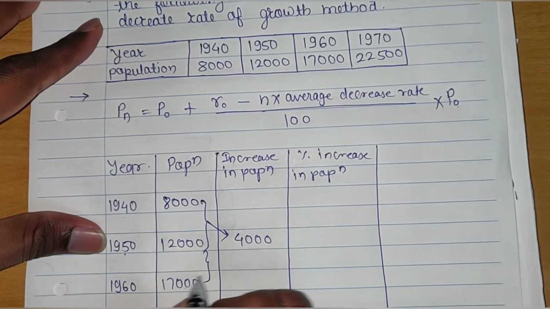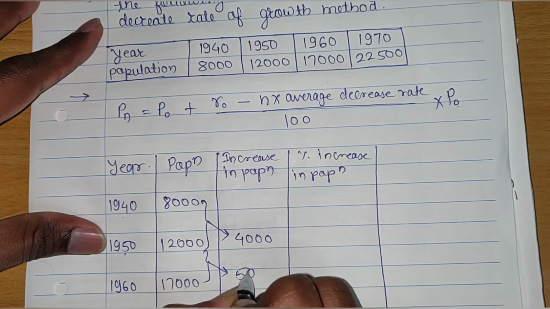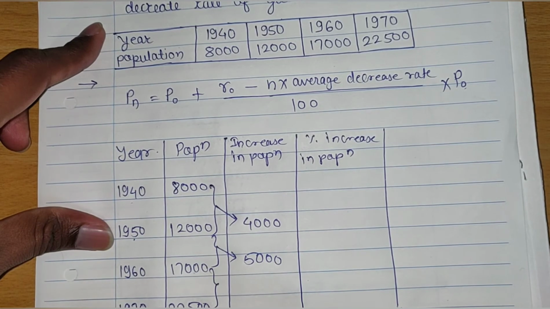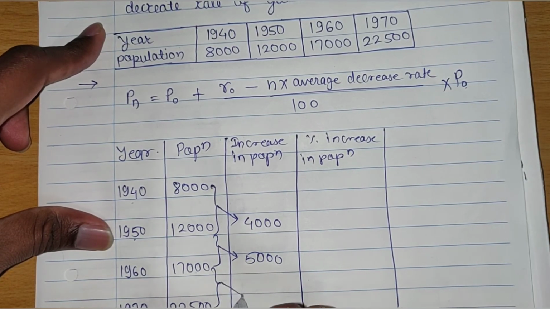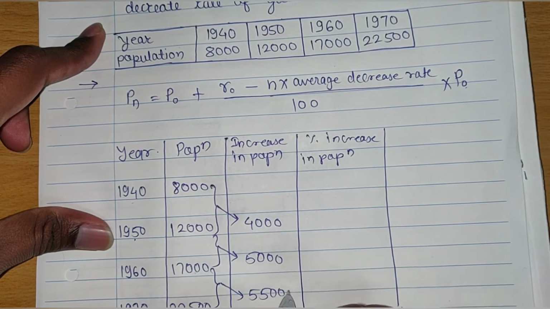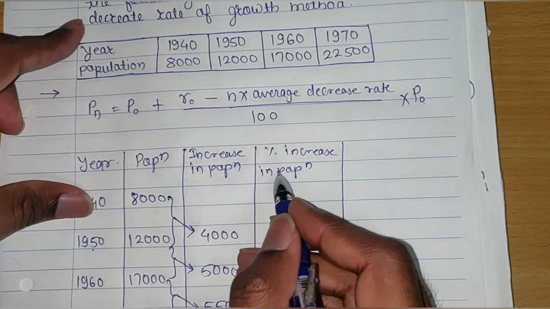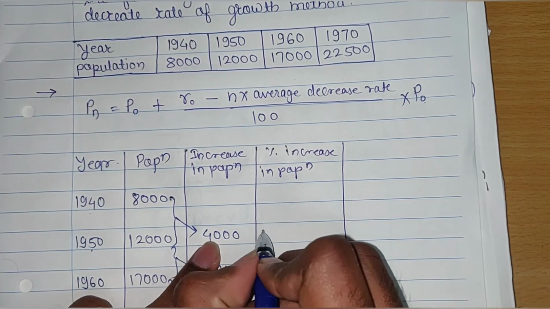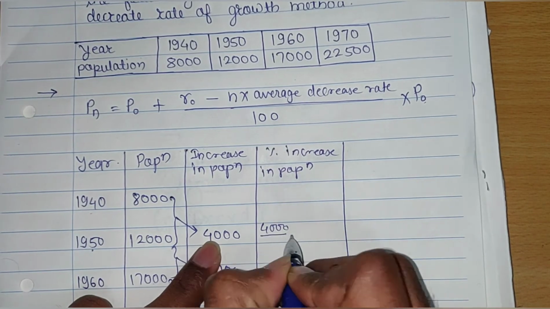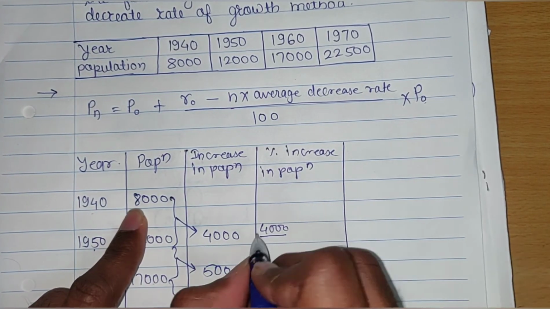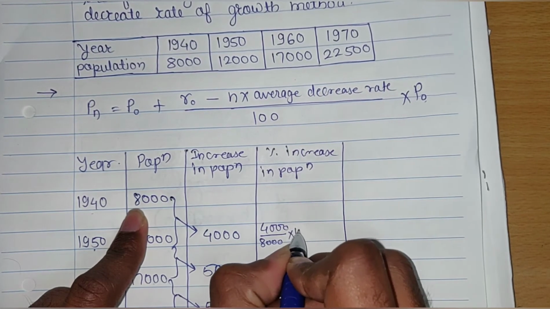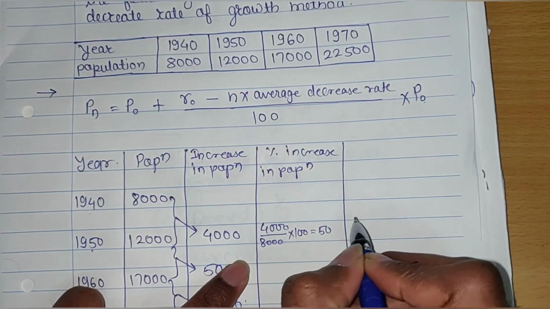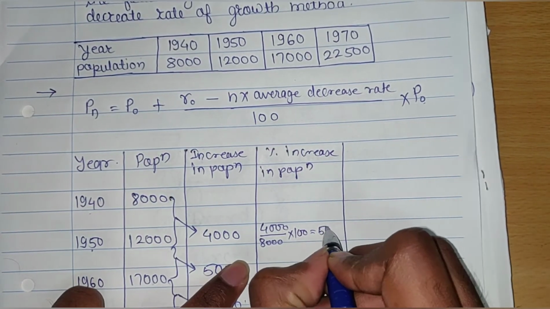Then for the next decade there is an increase of 5,000. Then for the next decade there is an increase of 5,500. Now calculate the percentage increase in population. We know how to calculate it: 4,000, the increase in population, divided by the previous population, that is 8,000, into 100 is equal to 50%.